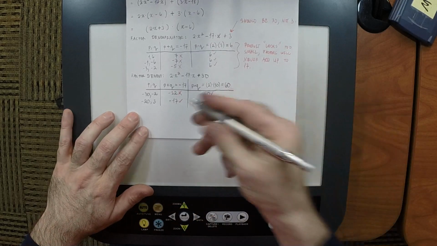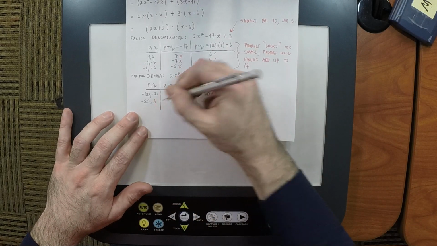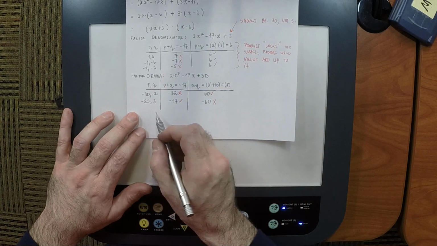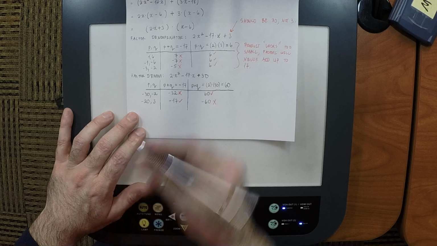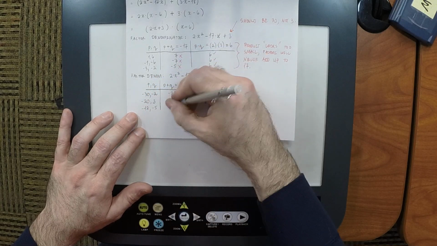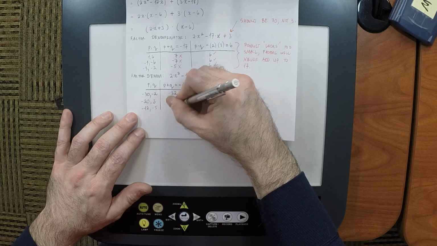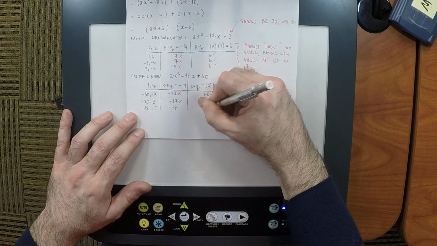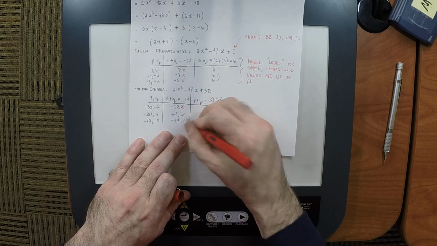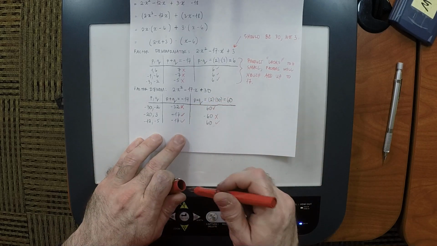All right, so then we've messed around here enough. What's the pair that's going to work? Negative 12, negative 5. Very good. Negative 12 and negative 5. Sum's good. Product's good. Any question about that?